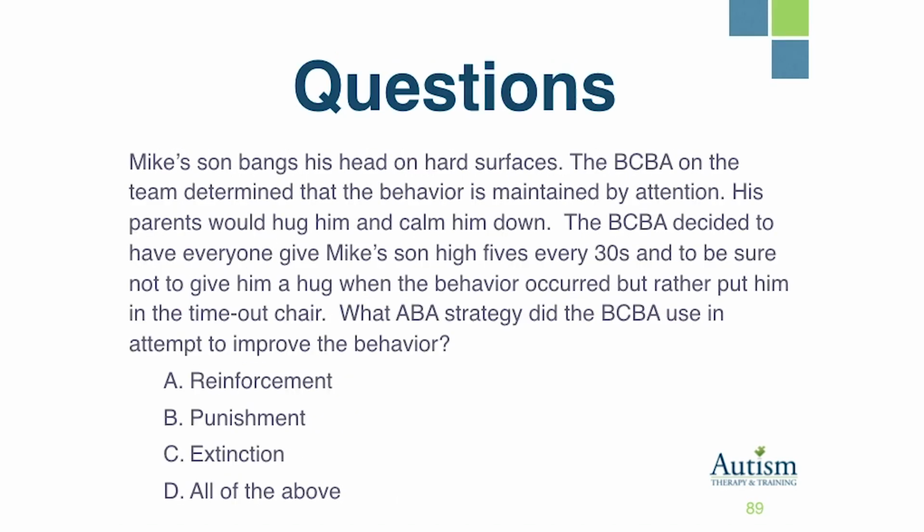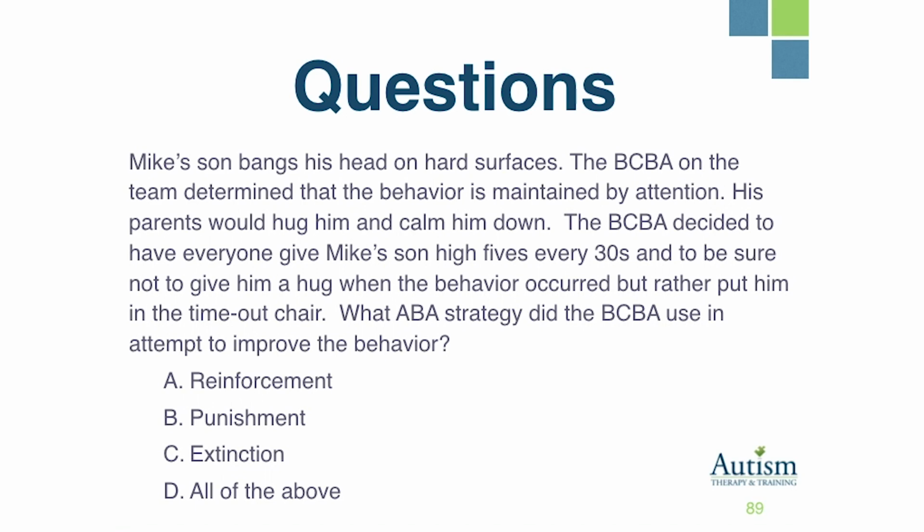Mike's son bangs his head on hard surfaces. The BCBA on the team determined that the behavior is maintained by attention. His parents would hug him and calm him down. The BCBA decided to have everyone give Mike's son high fives every 30 seconds and to be sure not to give him a hug when the behavior occurred, but rather put him in the timeout chair.